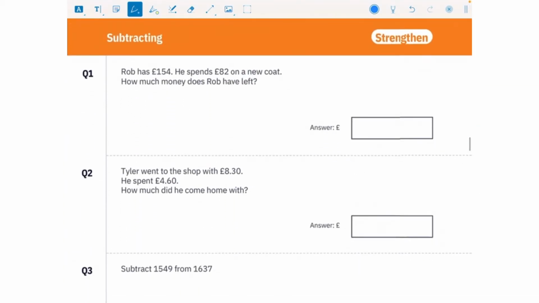Question number 1. Rob has £154. He spends £82 on a new coat. How much money does Rob have left? So we're going to start with the £154. And we're going to take away 82. And again, we're lining up those columns. 4 take away 2 is 2. 5 take away 8, well, we've got more on the floor, so let's borrow from next door. There's nothing left there, and 5 becomes 15. 15 take away 8 is 7, and then we have 0 take away 0, which is just 0. So our answer is £72.